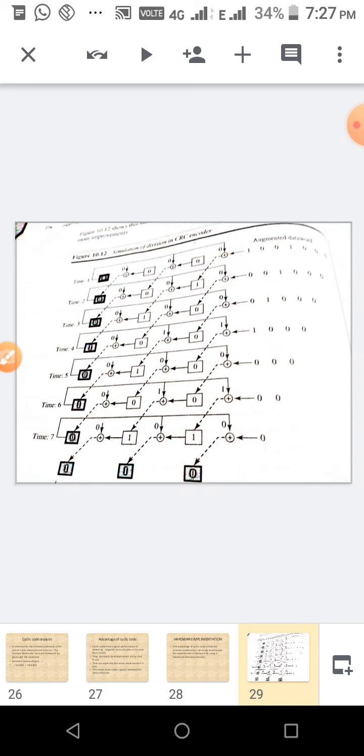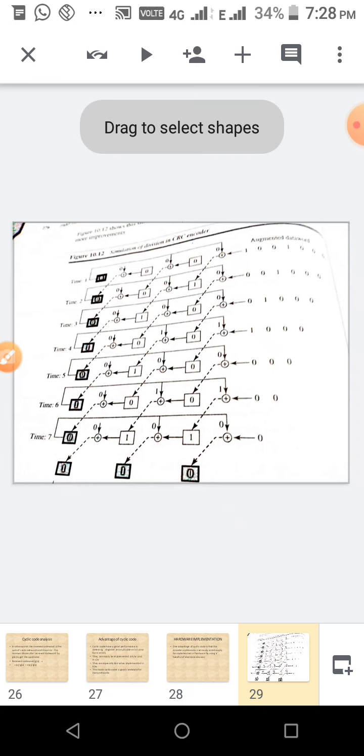Then, second row, second bit of the dividend is 0. That is the input, and it is XORed with the leftmost bit of the divisor. So 0 0 0 is 0, and then 0 1, considering the second row I am explaining now, is 1, and then 0 0 is 0. In the same way we have to continue until we get all zeros. This is the remainder we are getting, which is going to be sent with the data word.